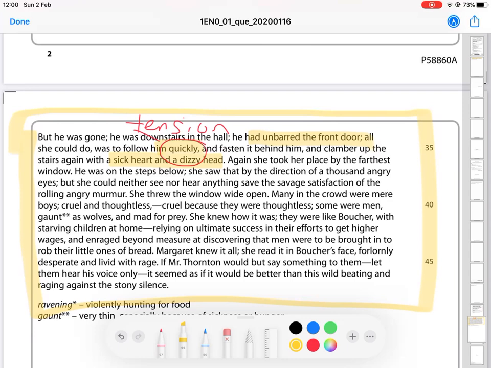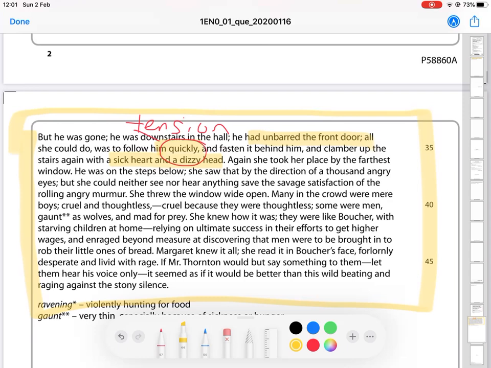Again, she took her place by the farthest window. He was on the steps below, and she saw that by the direction of 1,000 angry eyes, but she could neither see nor hear anything save the savage satisfaction of the rolling angry murmur.